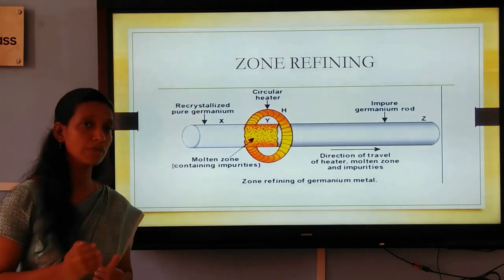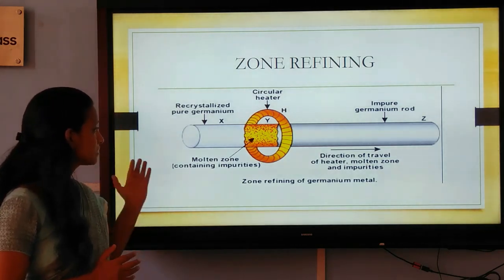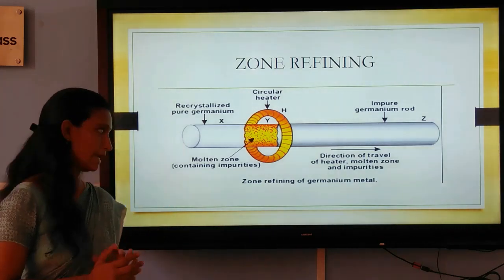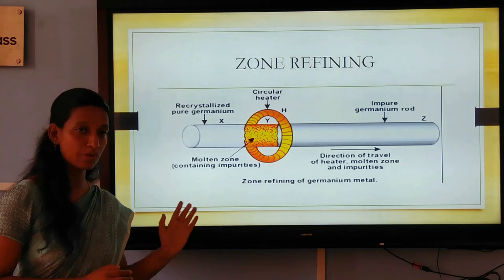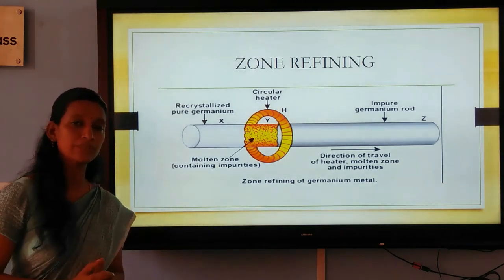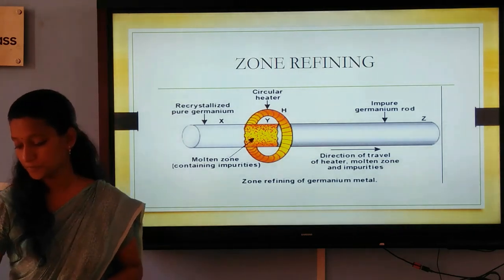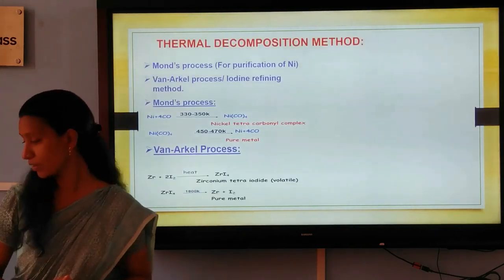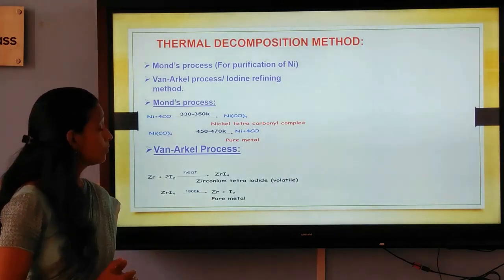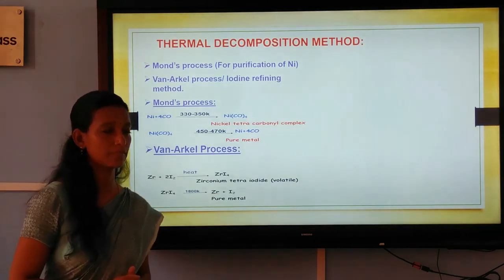and when the process of heating goes on, the pure metal gets crystallized on one side and the impurities are carried along with the melt. This is repeated over and over again, so that at the end you get the impurities towards the end of the rod, which can be later discarded or cut off. In some cases, for the process of refining, you also use the thermal decomposition method.